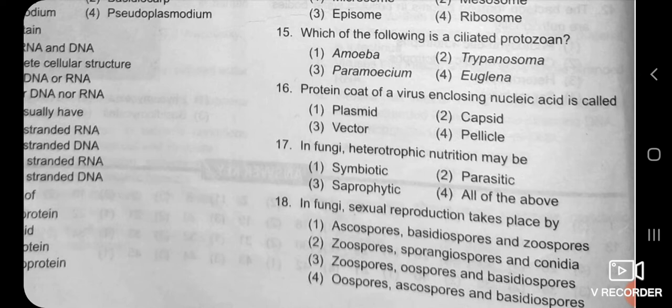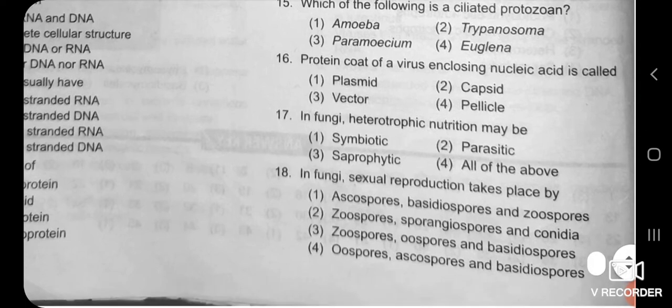Protein coat of virus enclosing nucleic acid is called. In NCERT, it is given that the virus genetic material, maybe DNA or RNA, is enclosed by the protein coat, and that is the capsid. So the correct answer is the capsid.